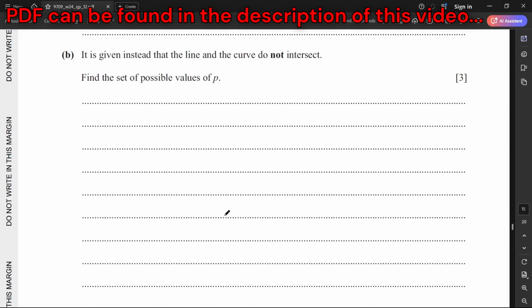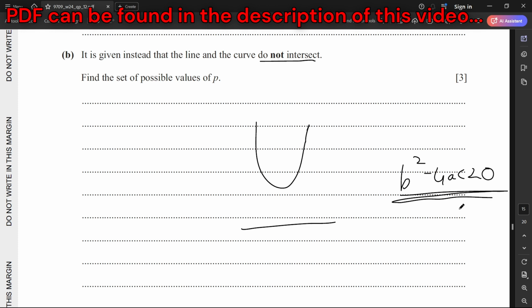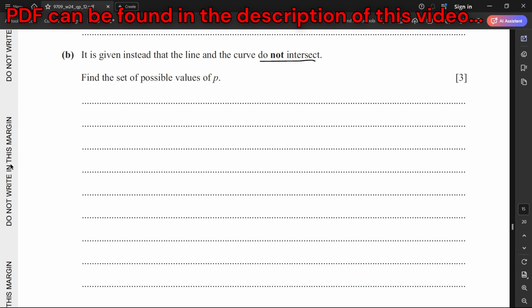Now moving on towards part B, they are saying that it is given instead that the line and the curve do not intersect. Now because the line and the curve do not intersect, the b square minus 4ac condition will be less than 0. And from this we have to find the possible values of p. Okay, somehow they are not asking the values of k, only the values of p. So let's see how it is going to look.